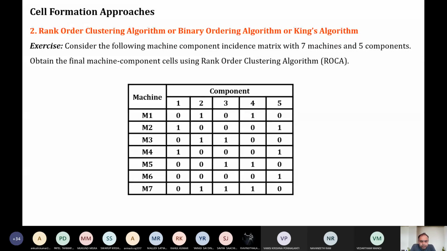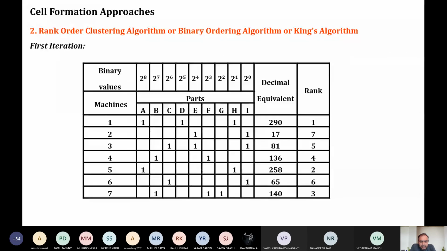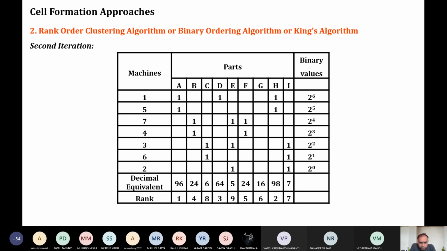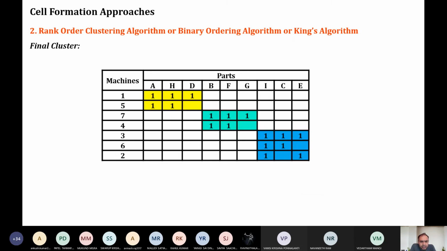Okay, so here if you could see, this is the problem. I have arranged the values row wise, starting from right to left, and after doing this, we got the rankings like this. After getting this ranking, I am reshuffling the rows, and again I am doing it for the columns. Then I'm again finding the column wise decimal equivalent, ranking them, and arranging them. So when I proceed like this, I will be able to get the final cluster like this one. So this will be your final solution for the digital assignment.